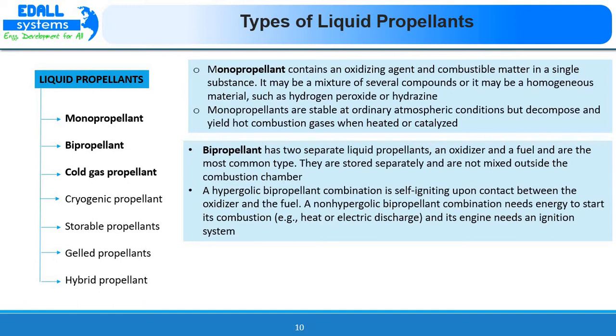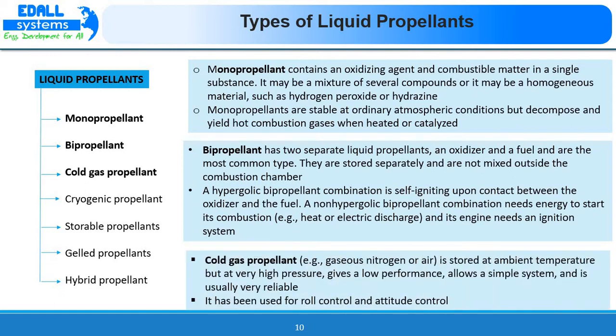A hypergolic bipropellant combination is self-igniting upon contact between the oxidizer and a fuel. So there are two categories under bipropellant, that is hypergolic or non-hypergolic. A hypergolic is the combination of bipropellant in which the fuel and oxidizer, when they are mixed together, can self-ignite. And a non-hypergolic bipropellant combination needs energy to start its combustion. So these are the two basic types of bipropellants which are used in today's rocket engines.